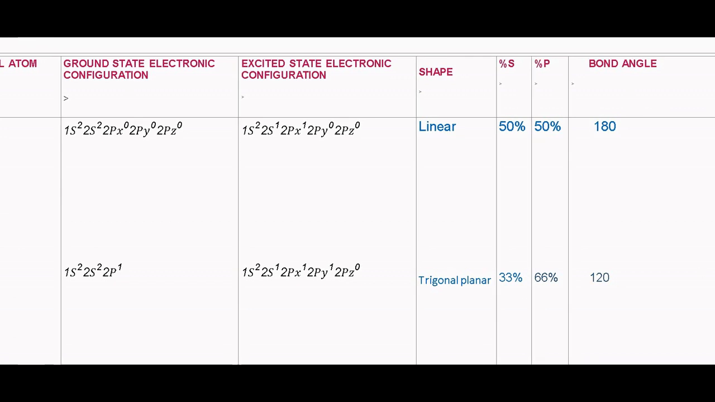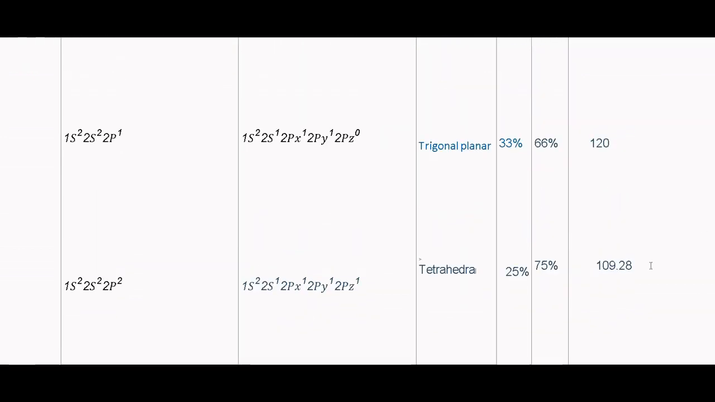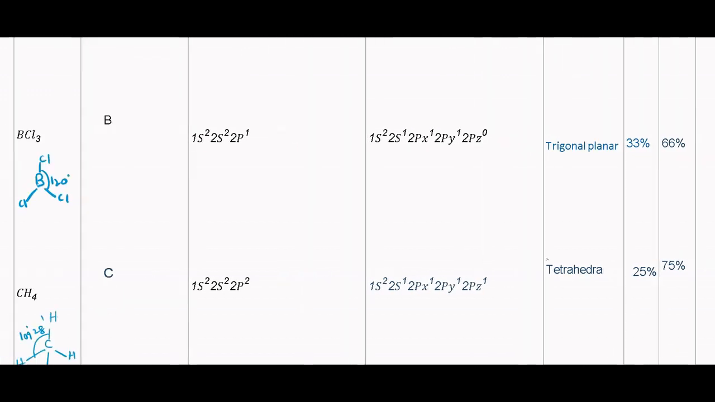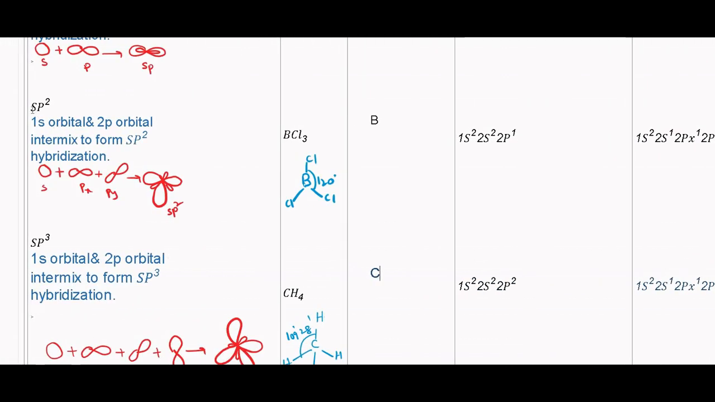Coming to sp2 hybridization. What is the definition of sp2 hybridization? In sp2 hybridization, one s orbital and two p orbitals intermix to form sp2 hybridization. See here, this is the s orbital, this is px, and this is py. These three atomic orbitals intermix to form sp2 hybridization. An example for sp2 hybridization is BCl3, and this is the structure of BCl3. How many sigma bonds are here? 1, 2, 3 sigma bonds are present in BCl3.